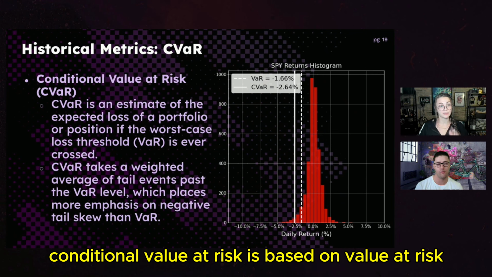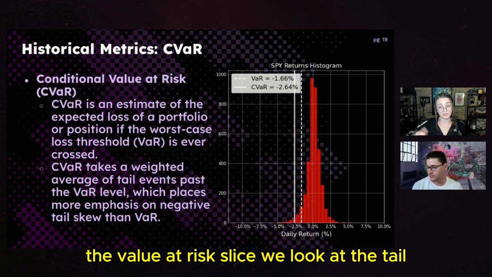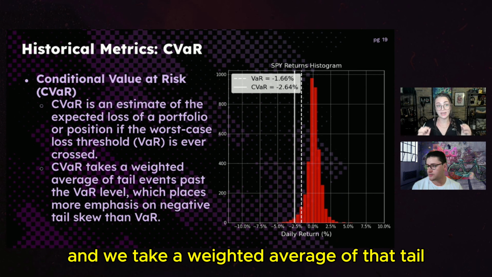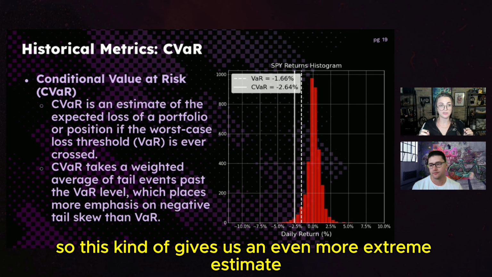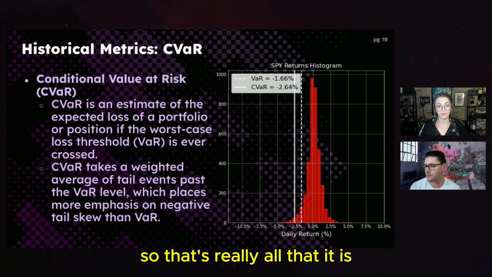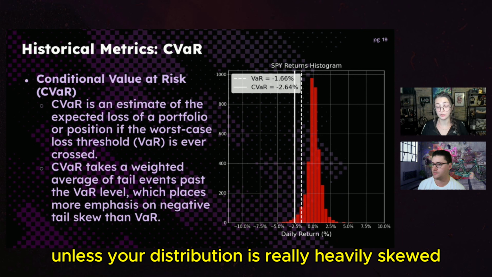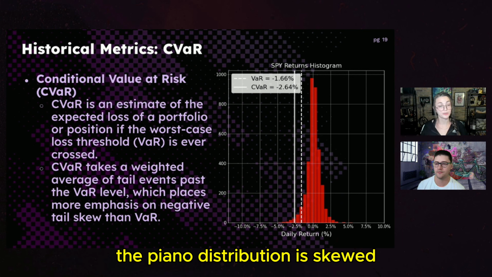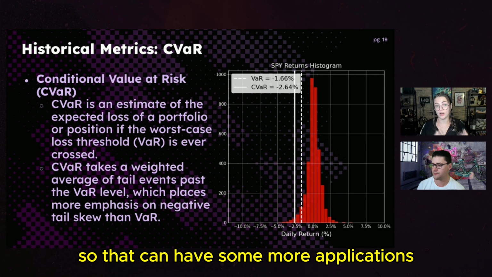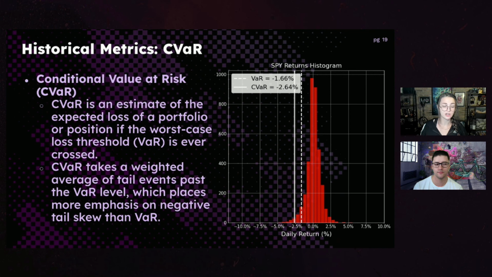Conditional value at risk is based on value at risk. We take that value at risk slice, we look at the tail, and we take a weighted average of that tail. This gives us an even more extreme estimate in the worst 5% of cases. That's really all that it is. It's not especially useful unless your distribution is heavily skewed, which for options traders, the P&L distribution is. So it can have more applications for other types of assets, but just to visually understand it here, we're using SPY. Does that make sense?